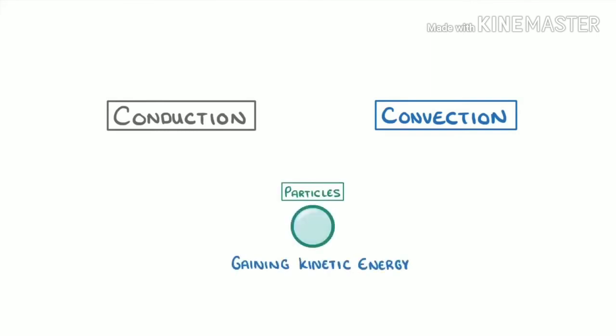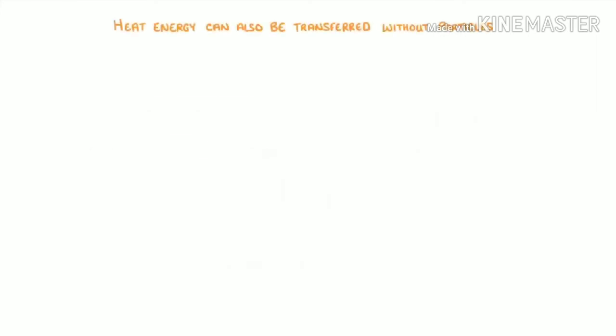What conduction and convection have in common is that they both involve particles gaining kinetic energy. It's just that in conduction, only the energy is transferred between the different particles, whereas in convection, the particles themselves move. However, heat energy can also be transferred without particles, which means it could travel through a vacuum.